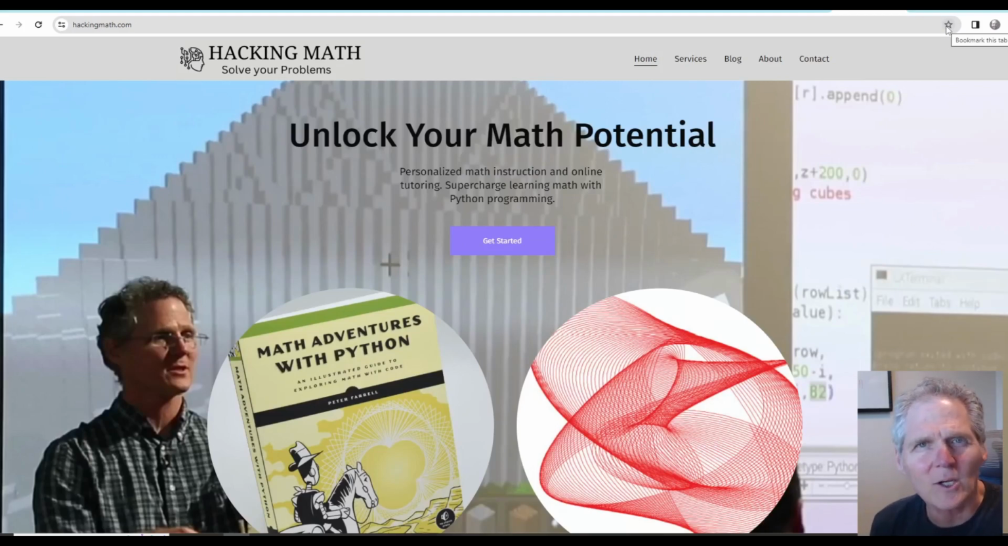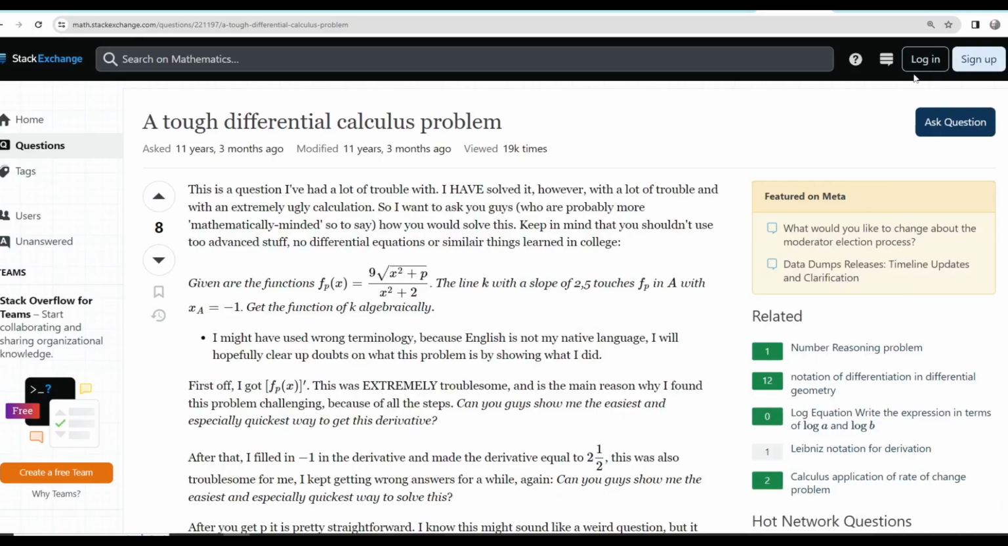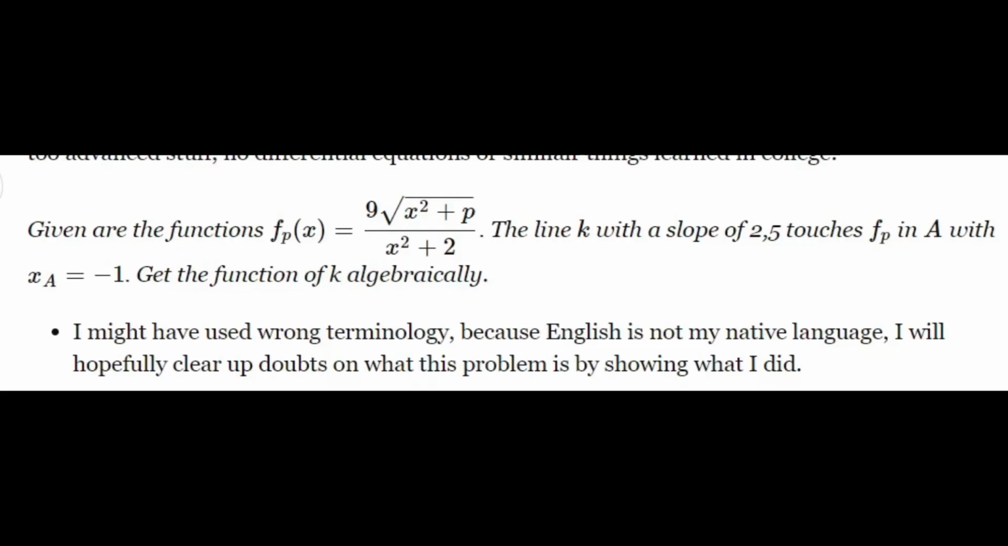I just figured we'd take a look at this tough differential calculus problem. This does look like a tough problem. It gives you a function that you're supposed to differentiate. So that's the function in terms of x, and they don't tell us what p is. But there's a line with a slope of 2.5. That's the way they write it in Europe, I think. And it is tangent to the function at point A, and the x value of the tangent point is -1. They're just asking for the equation of the line.